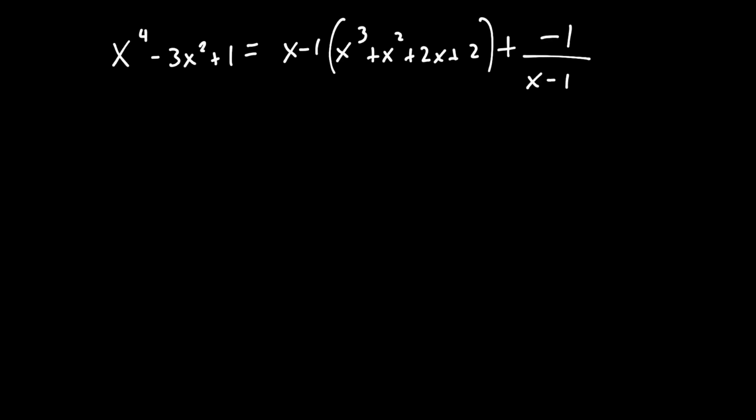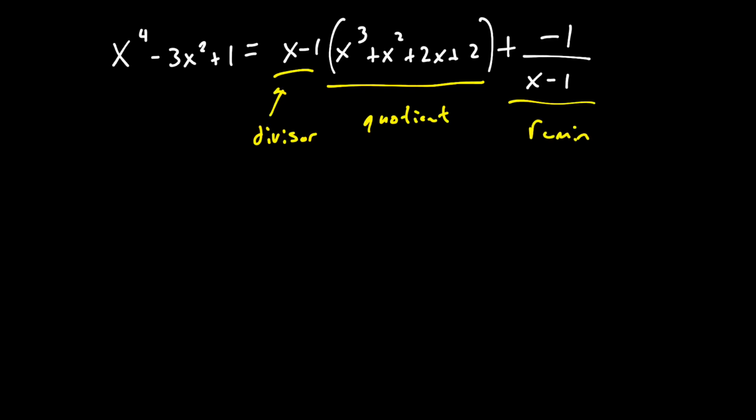Here, x to the fourth minus 3x squared plus 1 is equal to x minus 1, this is the divisor, times x cubed plus x squared plus 2x plus 2. This is our quotient, plus a negative 1, which is our remainder. Oops, I just realized I made a mistake in the quotient. This actually should have been an x raised to the third plus x squared minus 2x minus 2.